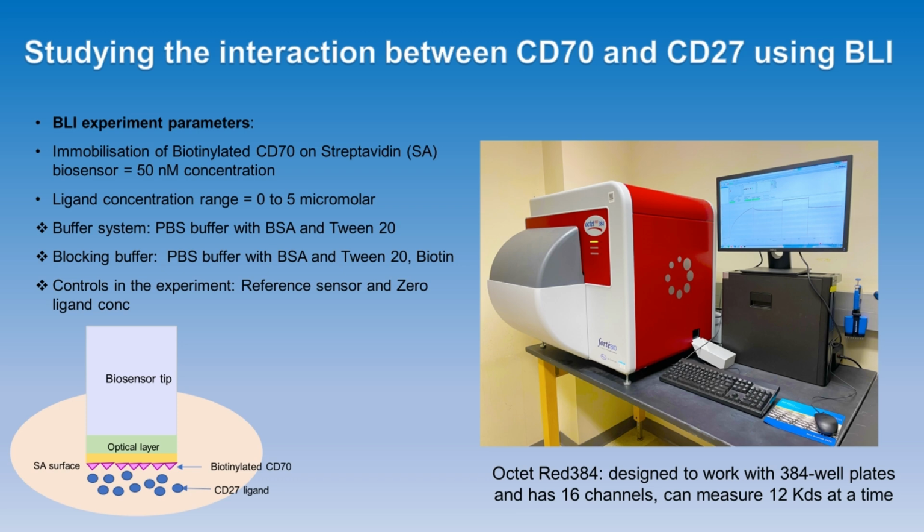The instrument which we are using today is the Octet 384, which is designed to work with 384 well plates and has 16 channels. Octet 384 can measure 12 dissociation constants at a time in a high throughput manner.